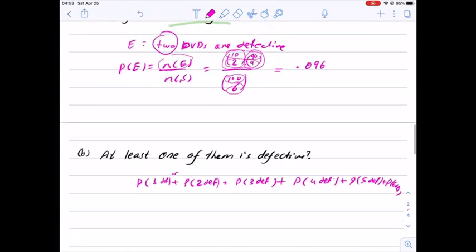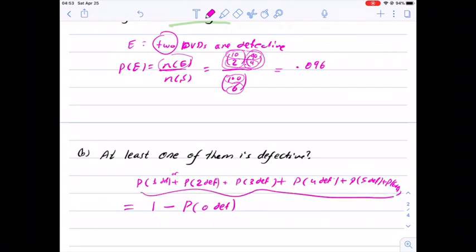The complement rule says that in order to find this, it is equivalent to 1, the whole probability, minus the probability of getting 0 defective. This is the complement of this, and we just find the probability of getting 0 defective.